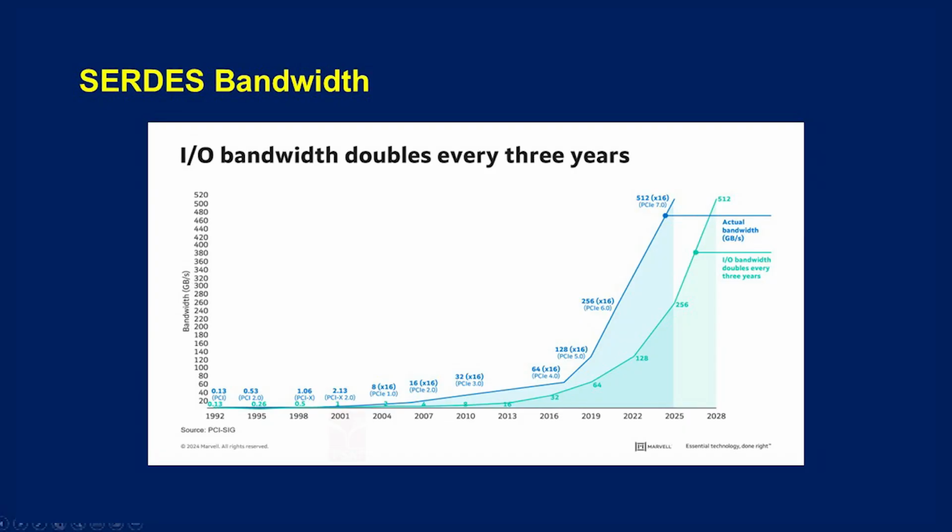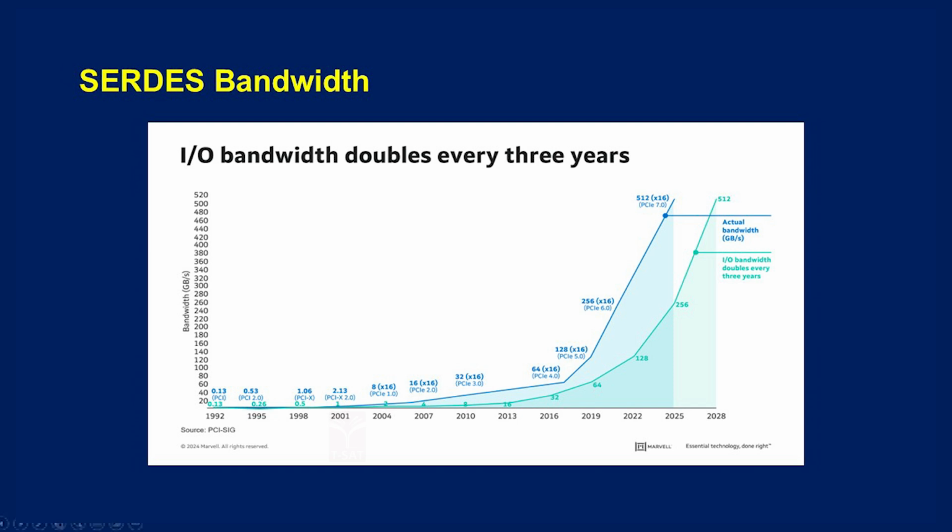In this particular plot, if you look at it, it is showing the actual bandwidth versus the IO bandwidth, right? The IO bandwidth actually doubles every 3 years, right? And we are in 2025. It talks about 256 gigabits per second, right? Whereas the actual bandwidth is a bit more, probably in the year 2025 around 512 gigabits per second, right?